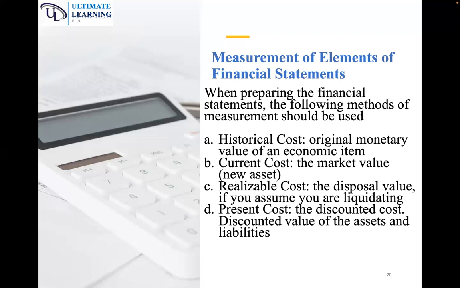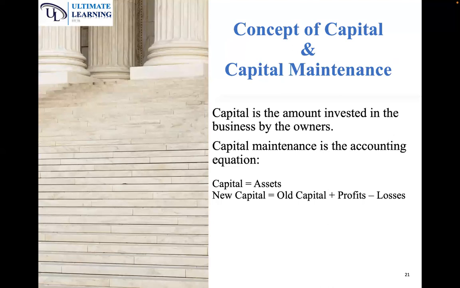So when we convert the future value to the current, or what we call present value, that is what is known as present cost. Finally, in the conceptual framework, there is what we call concept of capital and capital maintenance. What is capital and capital maintenance? When we start with capital, we have said capital is owner's contribution to the business. On the other hand, capital maintenance is the process of trying to balance the accounting equation.